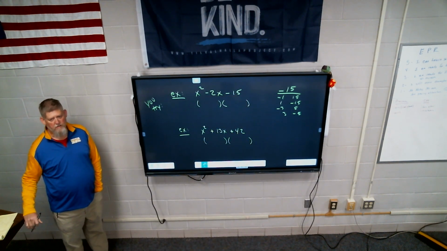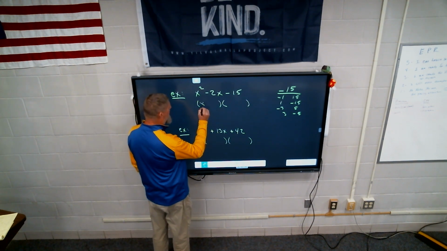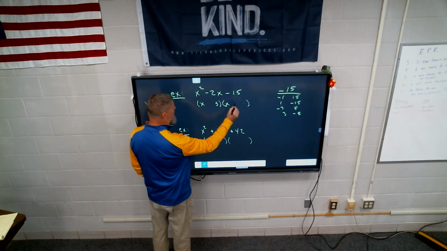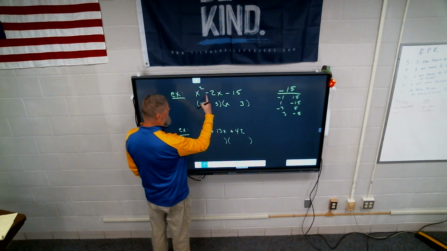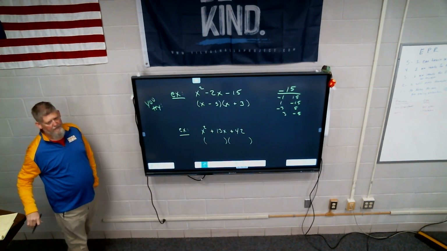So then which one gives us a sum of negative 2? The last one. Yep, we know x and x. We have 5 and 3. And since 5 is larger, that's going to be the negative. So x minus 5 and x plus 3.